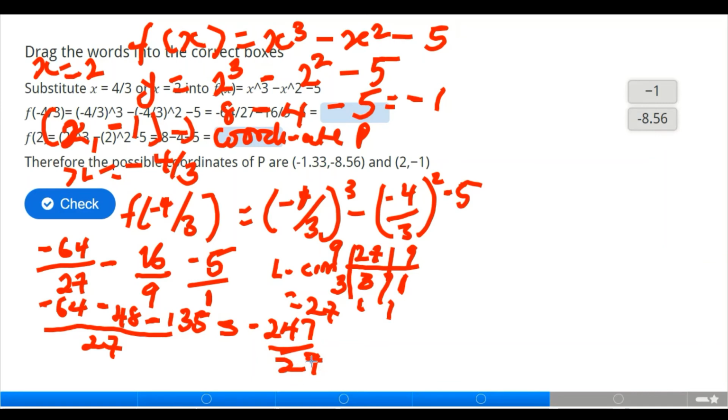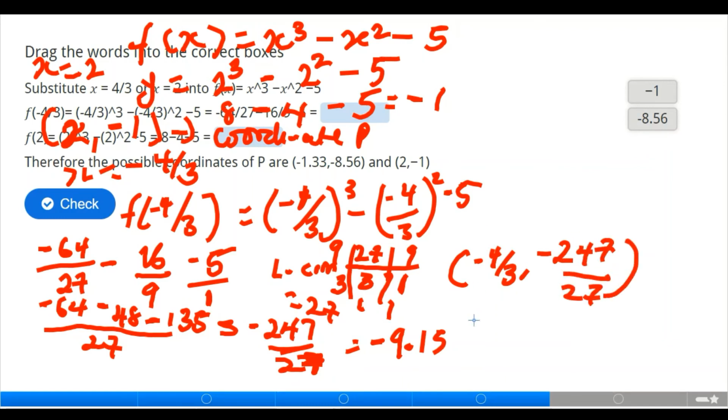Now, if you look at that using our calculator, how many times can 27 go in minus 247? We are going to be having minus 9.15 because of the approximation. We approximate the other value after 4, then you have 5. Now, this one is telling us that when our x is minus 4 over 3, y is minus 247 over 27. Let's convert this to decimal. 4 over 3 is 1.33, the recurring decimal. Then minus 247 divided by 27 will give us minus 9.15.